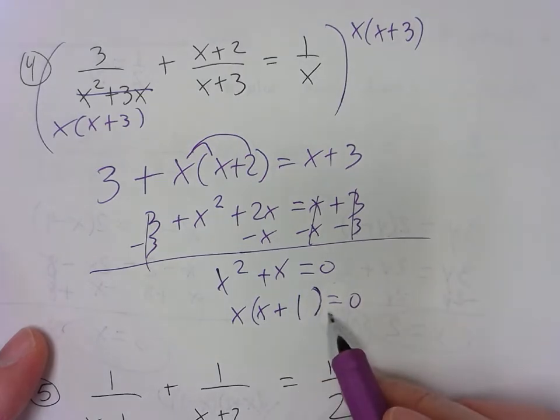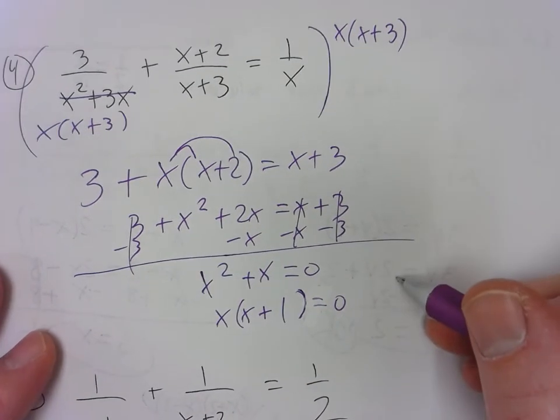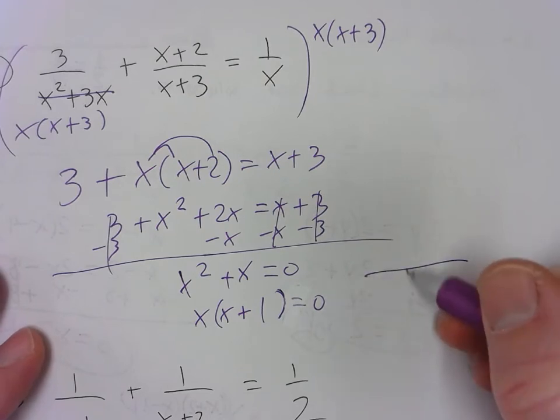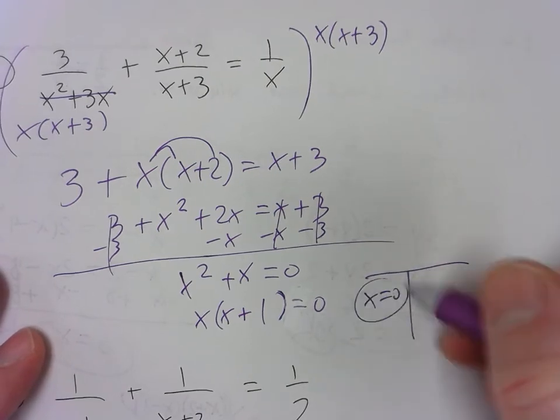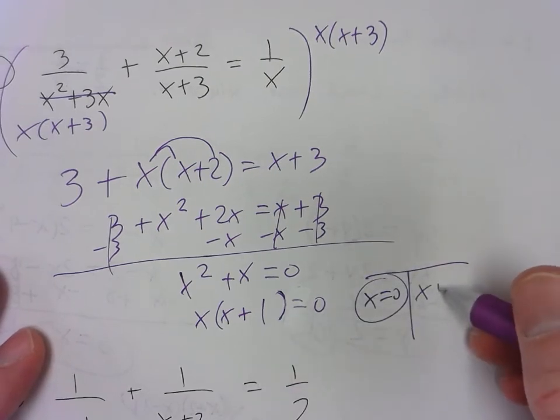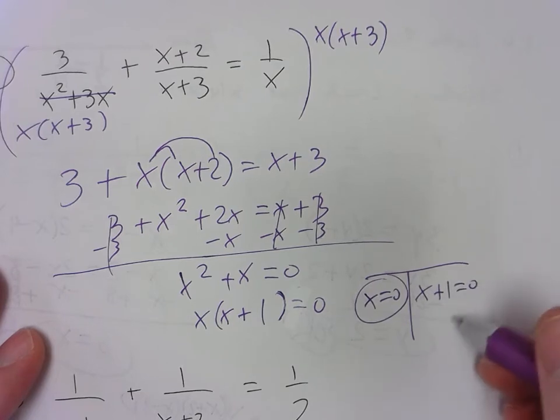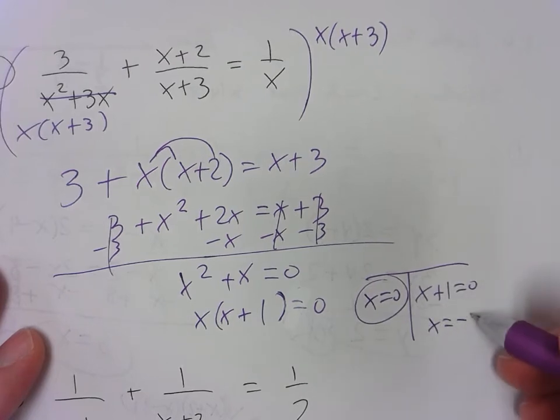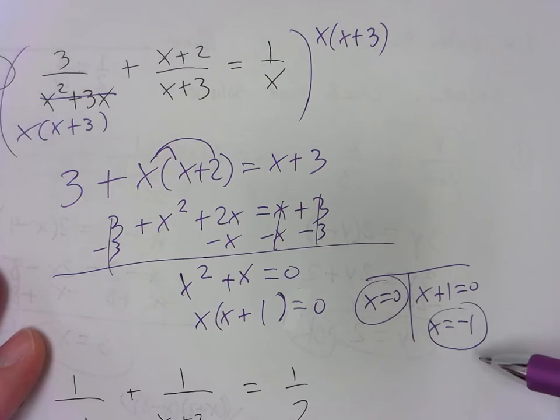Then we do the zero product property, which means we set the first factor equal to 0. So x equals 0, right? That's one of the answers. And then x plus 1 equals 0. So you subtract that over, you get x equals -1. So there are the two answers.